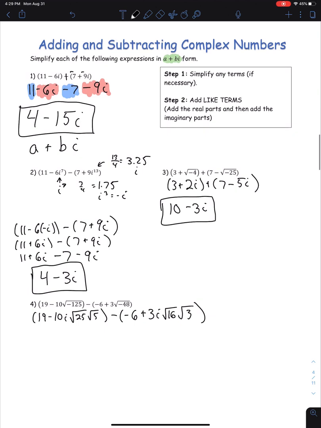And if you guys are a little iffy on that radical simplification, make sure you go back to the previous lessons. Maybe look over some questions there. Do some of the classwork if you haven't already.